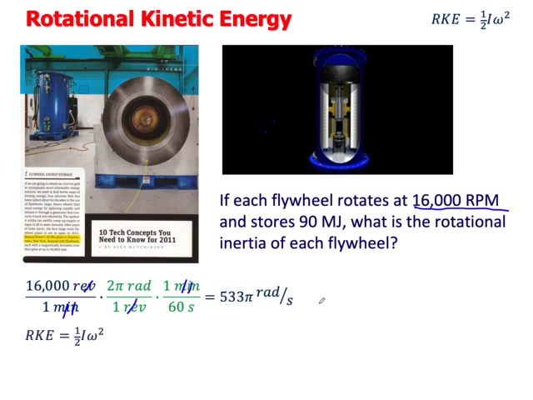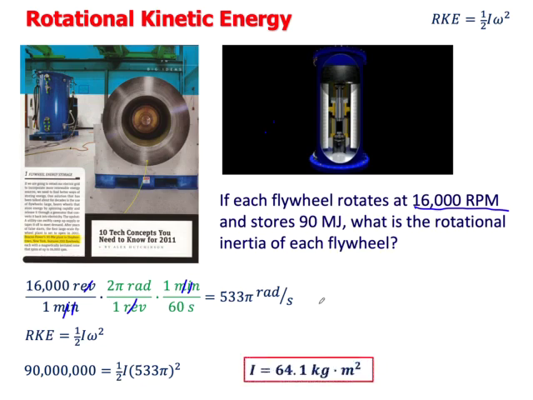What's the formula for rotational kinetic energy? It's just 1/2 I omega squared. So plugging in our numbers, we know the energy stored is 90 million joules, megajoules, equals 1/2 I omega squared. And if you solve this real quick, you'll discover the rotational inertia is about 64.1 kilogram meters squared.